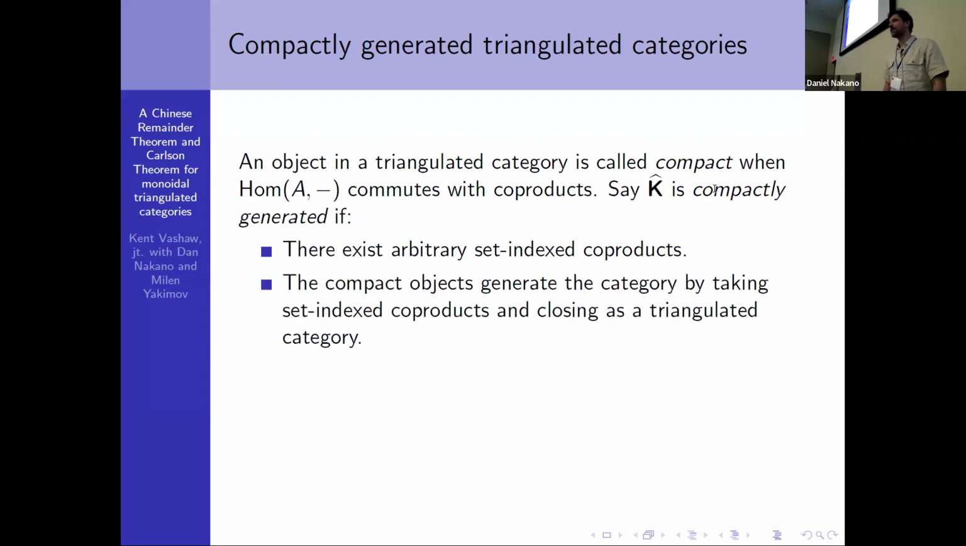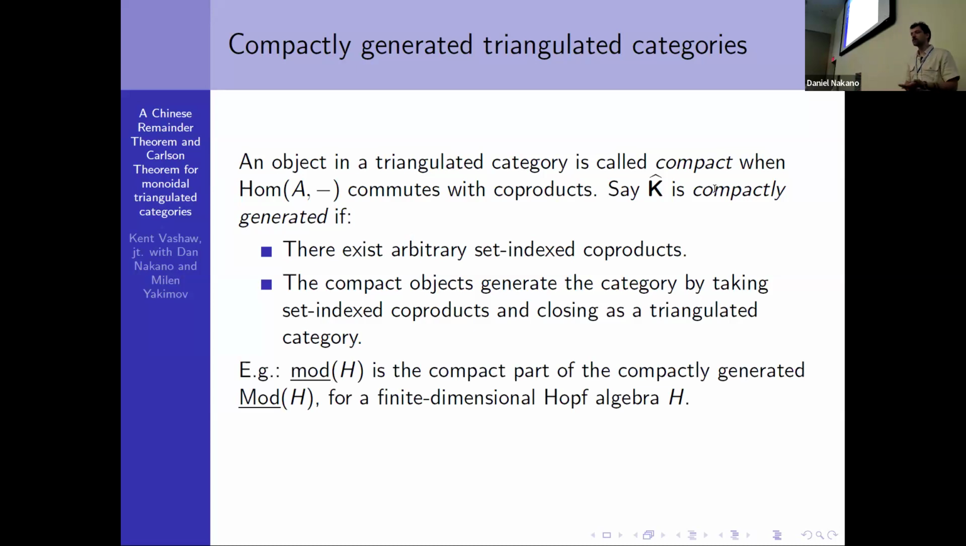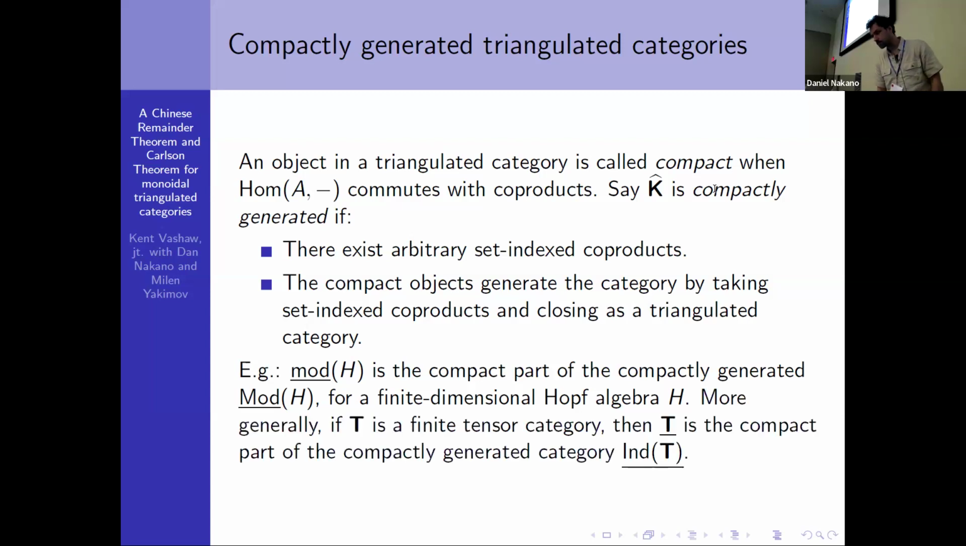So this is a bigger category than that. And of course, exactly what you expect when I say compactly generated, I want the category to be generated by the collection of compact objects. That is, it's the smallest category which contains the compact objects if I'm allowed to take arbitrary set indexed coproducts and then close it as a triangulated category. And so, for example, if we take some finite dimensional Hopf algebra H, we can realize the stable category of the category of finite dimensional H modules sitting as the compact part of the compactly generated monoidal triangulated category, which is the stable category of all H modules, so possibly infinite dimensional ones.